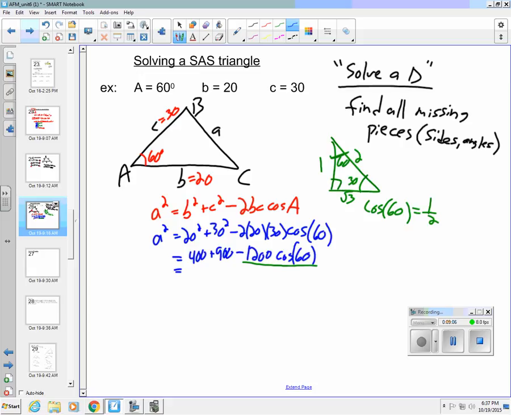So we have 400 and 900. It's going to be 1300 minus 1200 times cosine 60, which is 1/2, so minus 600. So I have A squared equals 700. I'll take the square root, so A is about 26.5. We can go ahead and fill that in on our triangle.